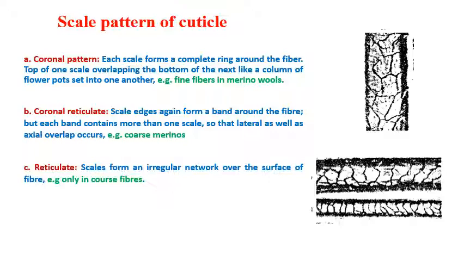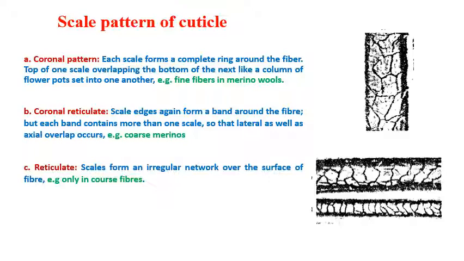So in the case of coronal pattern, each scale forms a complete ring around the fiber. Here the top of one scale overlaps the bottom of the next scale like a column of flower pots set into one another. And the example is the fine fibers of the merino wools.